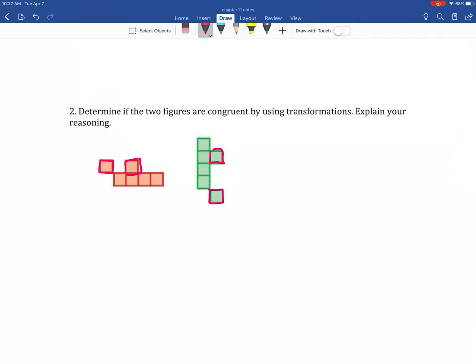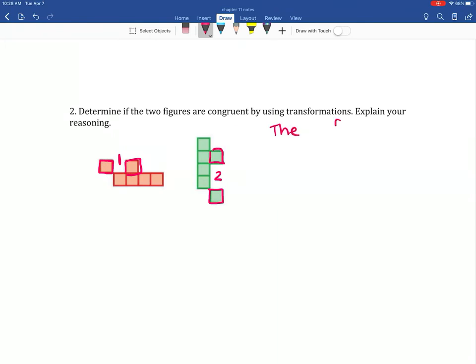When I compare the red and the green, I see that there's one space between here and there's two spaces between here. No matter how I move the red one, I'm not going to be able to put it directly on top of the green one because they're not the same shape. Therefore, they're not congruent. No matter how I move it, I can't move them directly on top of each other.